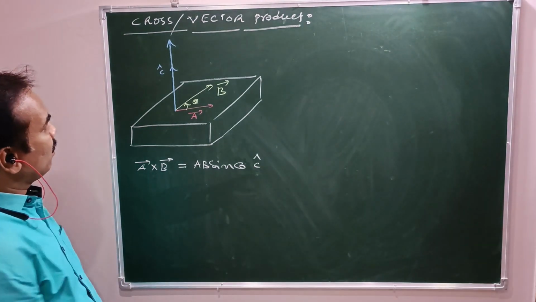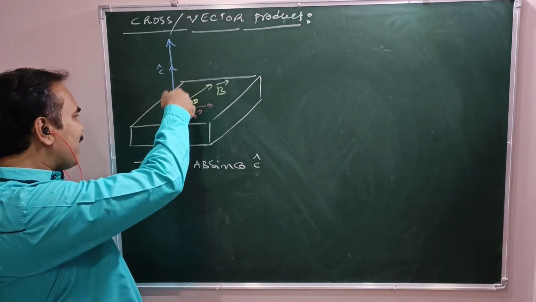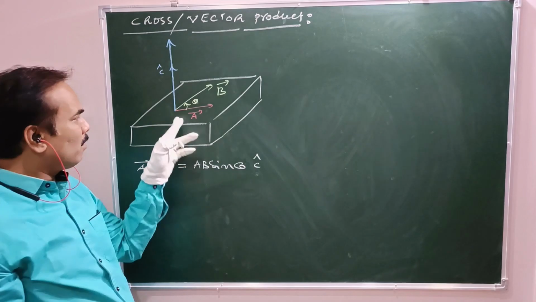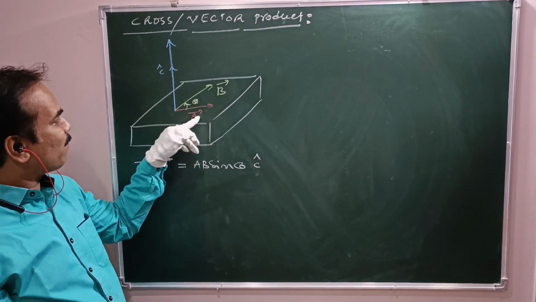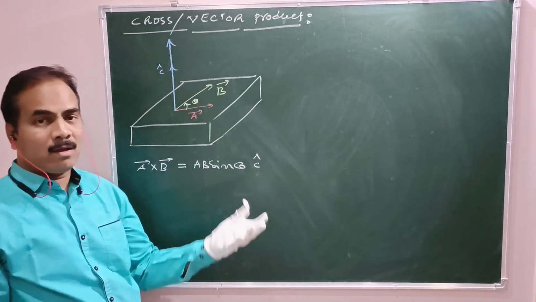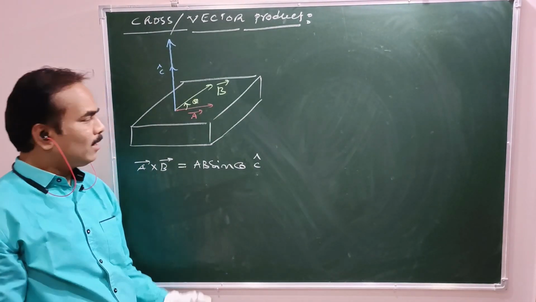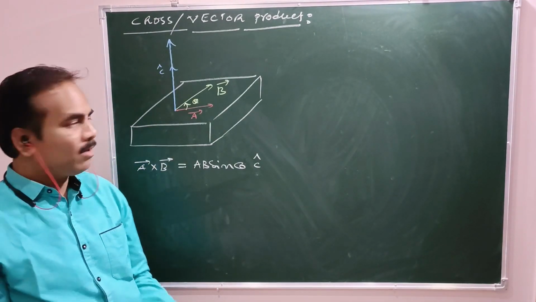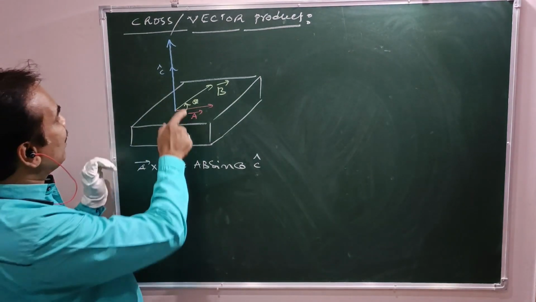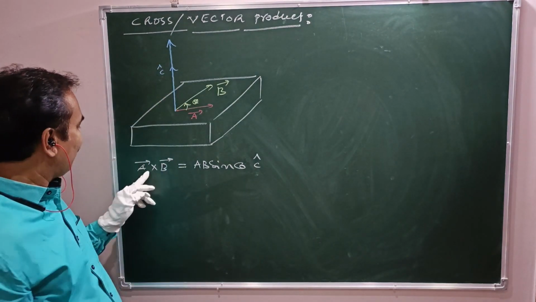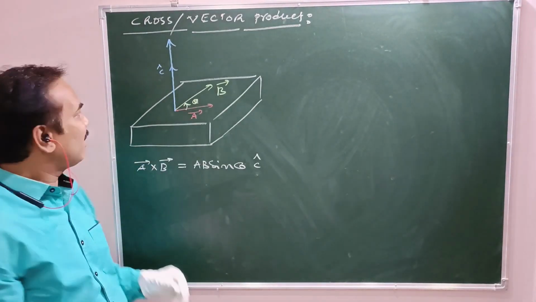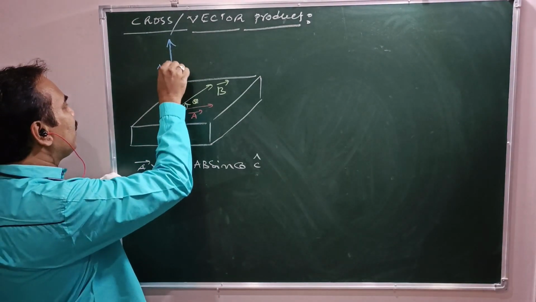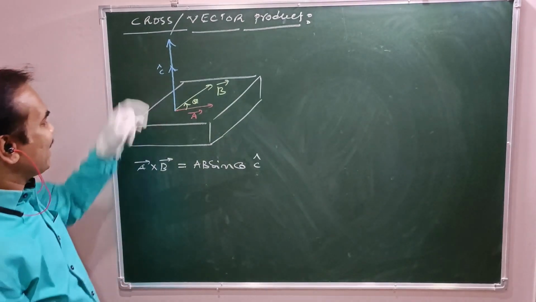Of course, if C cap is taken vertically downwards also, in that case also C cap is perpendicular to A bar, B bar, and the plane. But as far as the rule is concerned, we have to consider vertically up only in this case, while calculating A bar cross B bar. Why it is to be taken like that? Let us see later. For the time being, accept. So this is what C cap is.